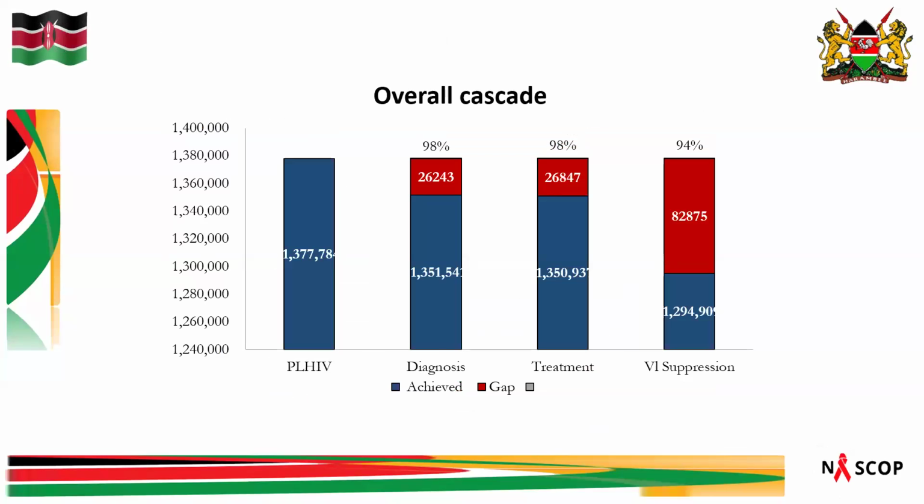As indicated above, we have around 1.4 million people living with HIV in the country. As you can see, the blue indicates whatever we have been able to achieve, and the red is the gap. In diagnosis, we have been able to do 98% of the estimates, identifying 1.351 million. And we have been able to put around 1.350 million people on treatment. And among those who are on treatment, 1.2 million are virally suppressed. That is the overall cascade for all ages.